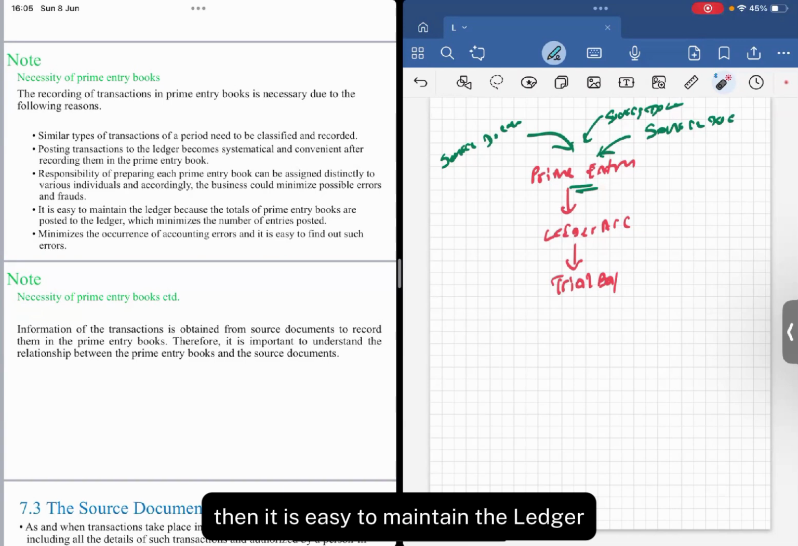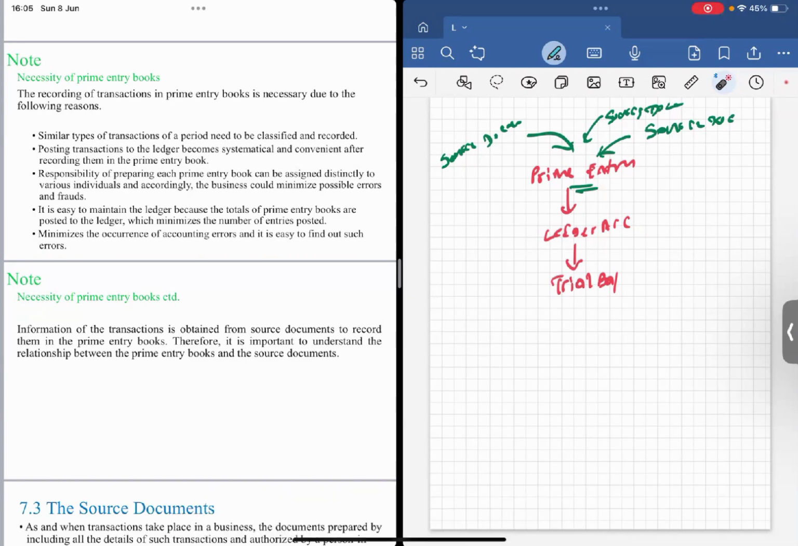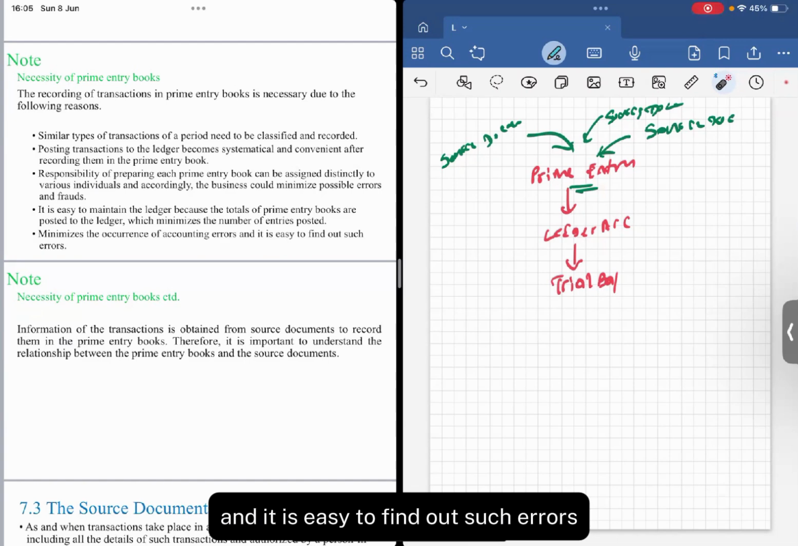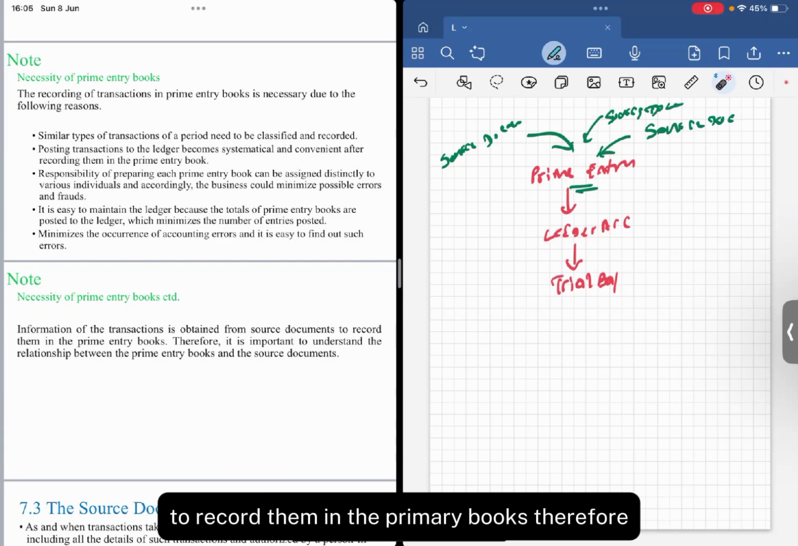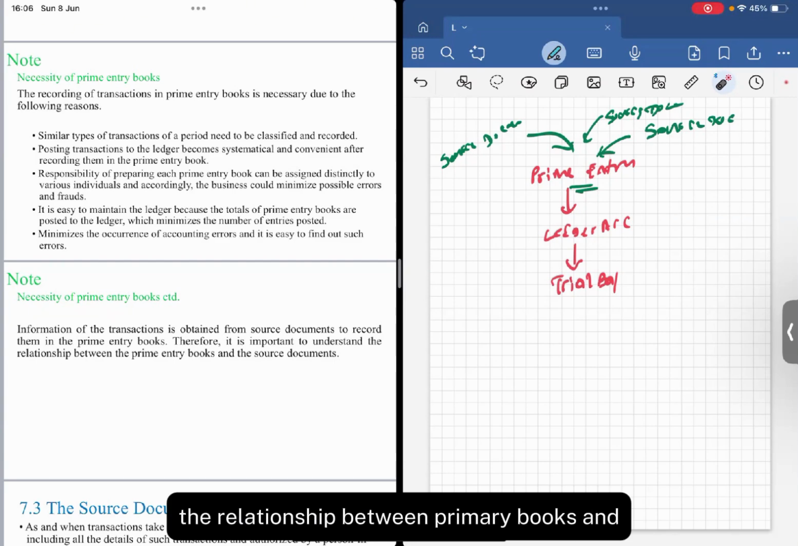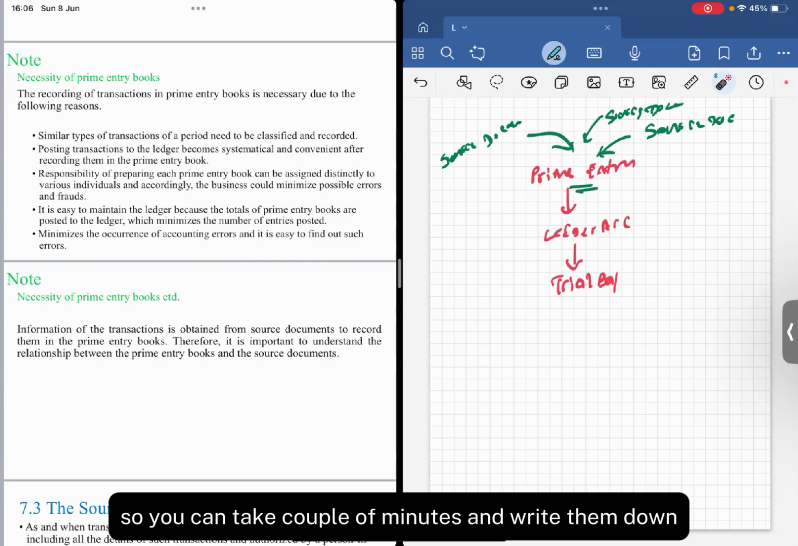Then it is easy to maintain the ledger because totals of the prime entry books are posted to the ledger, which minimizes the number of entries posted. Then minimize the occurrences of accounting errors, and it is easy to find out such errors. Then information of the transaction is being obtained from the source. Those are the points. After that, you can write, as a separate paragraph, information of the transaction is obtained from source documents to record them in the prime entry books. Therefore, it is important to understand the relationship between prime entry books and source documents. Okay, so you can take a couple of minutes and write them down.